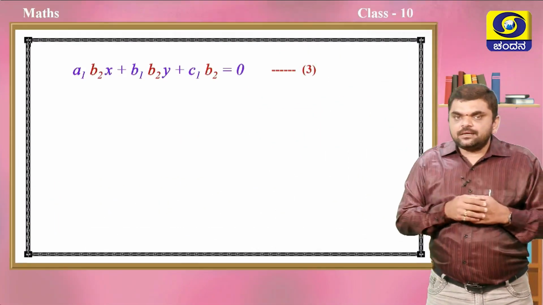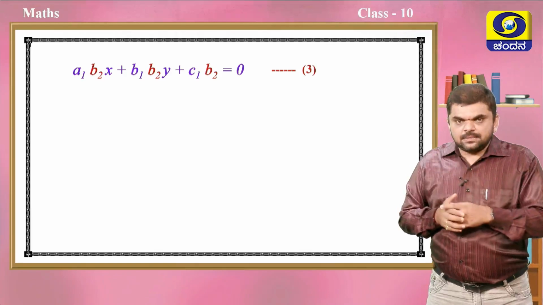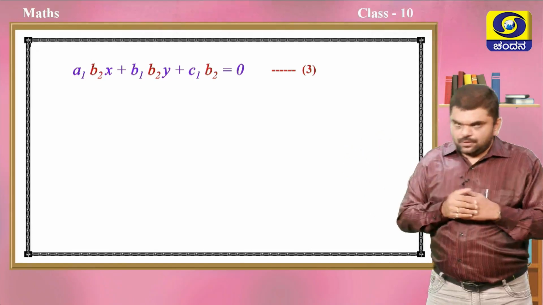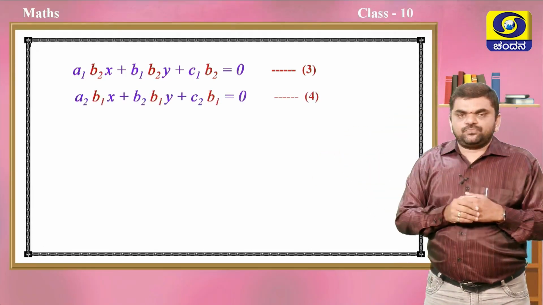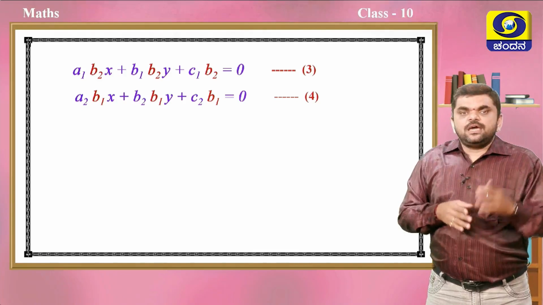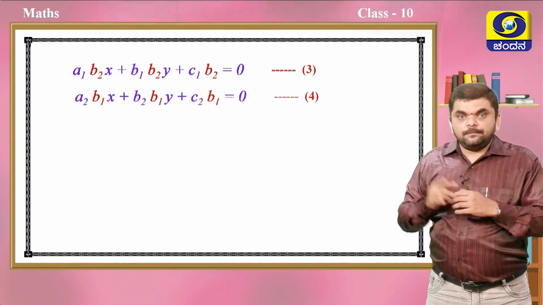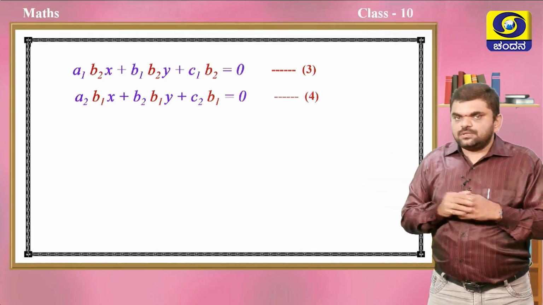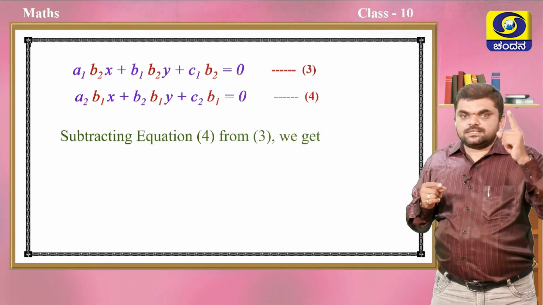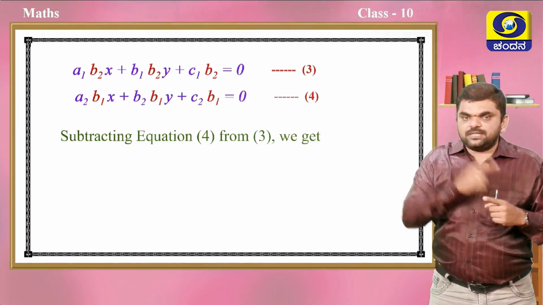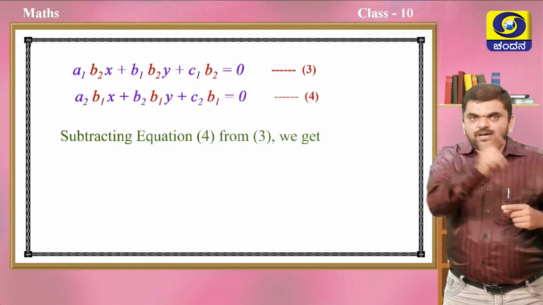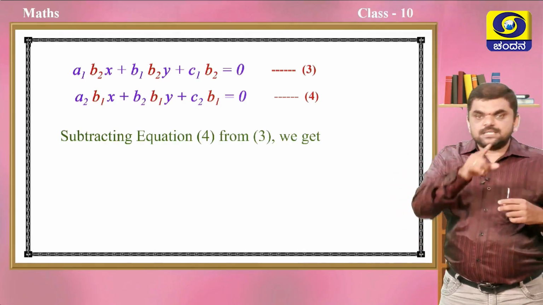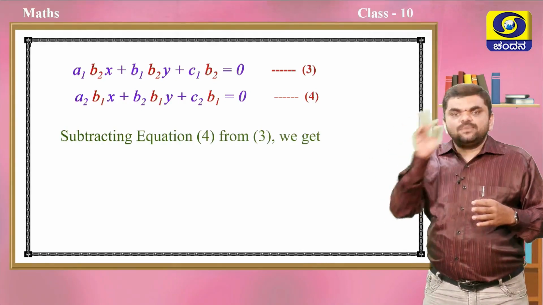Now what we will get? a1 b2x plus b1 b2y plus c1 b2 is equal to 0. That is equation number 3, already we know. And next equation, a2 b1x plus b2 b1y plus c2 b1 is equal to 0. That is equation number 4. Now subtract equation number 4 from equation number 3 because the coefficients of y in both equations are same.